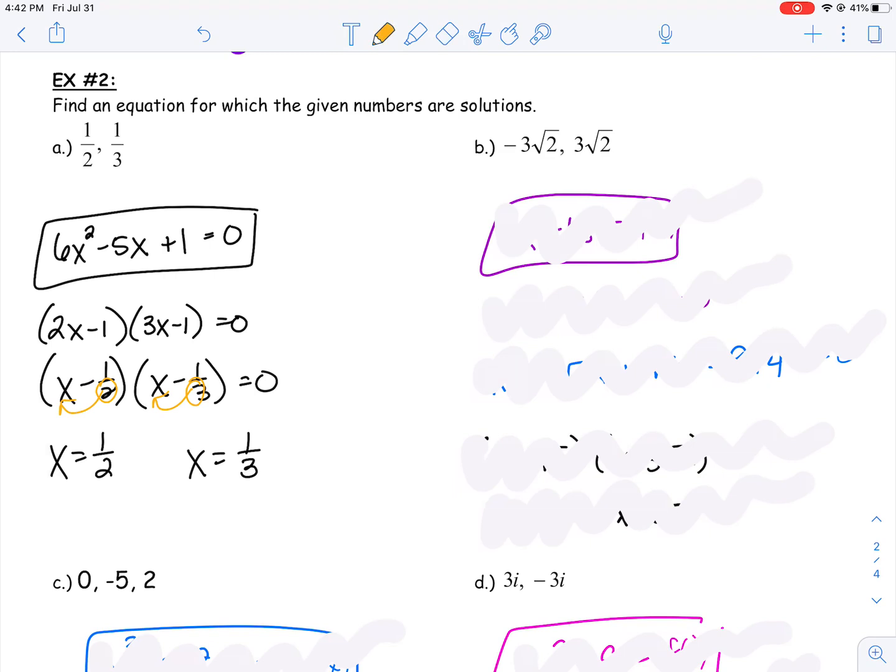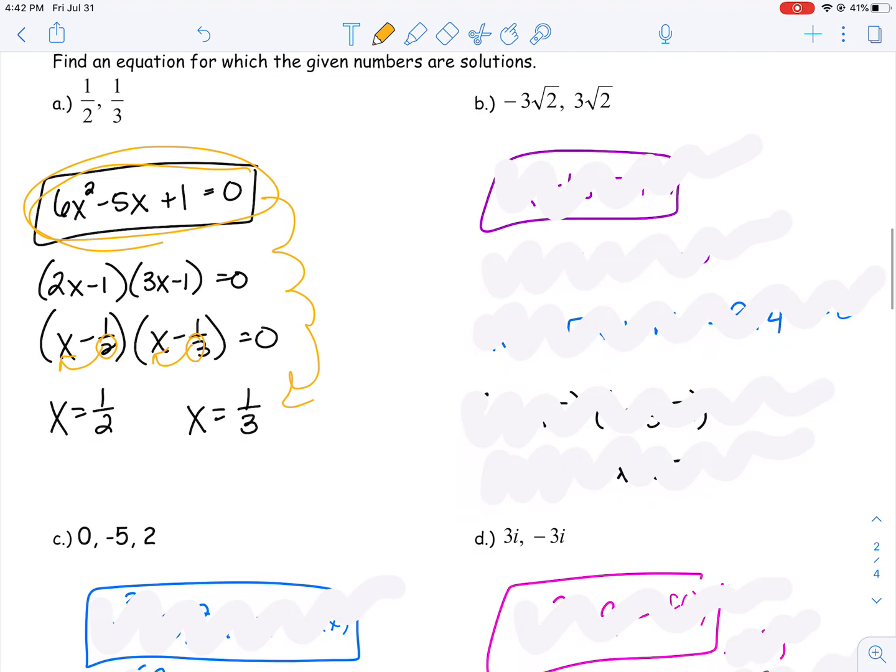You should be able to work this back through and get the answers x equals 1/2 and x equals 1/3. But this is the equation that has solutions x equals 1/2 and x equals 1/3. We should be able to follow the process backwards and find the equation those answers were derived from. Kind of cool. Let's try another one.